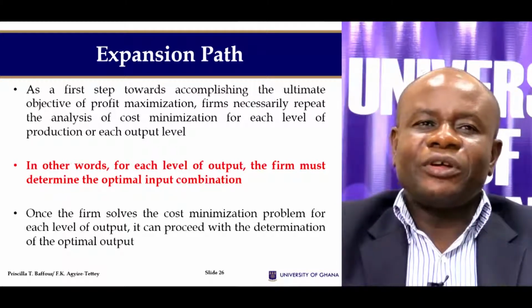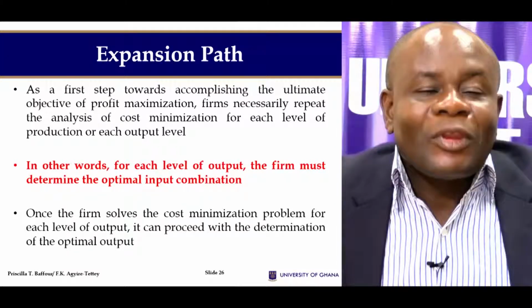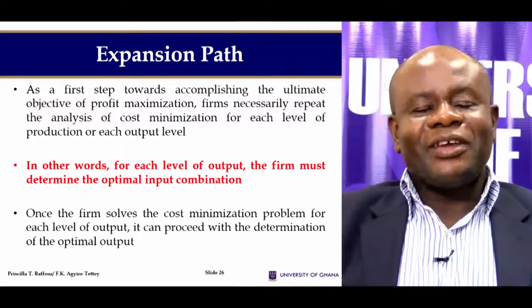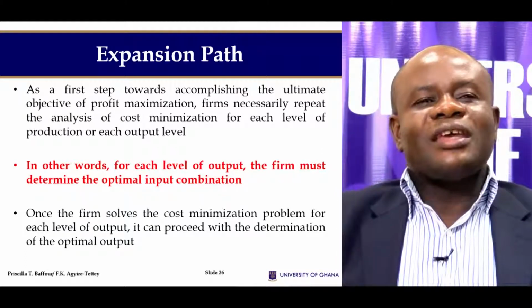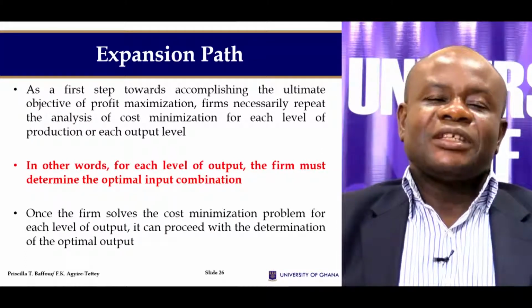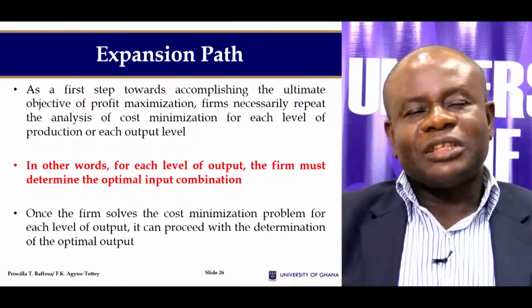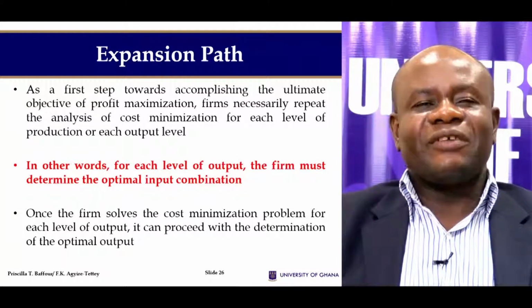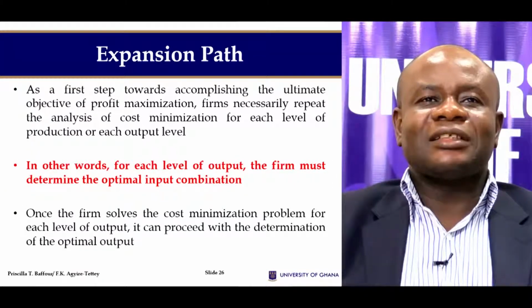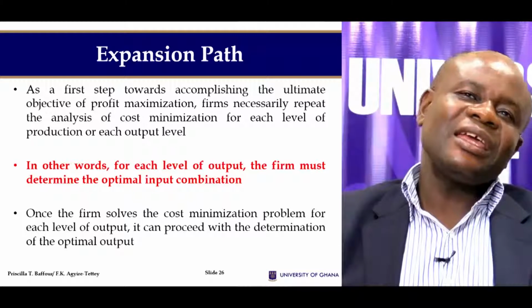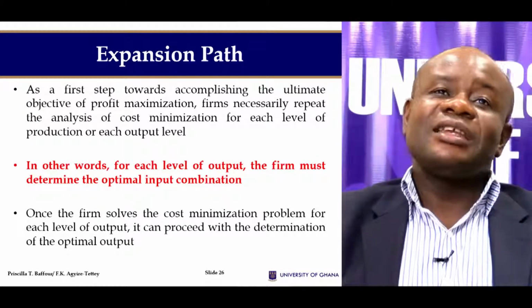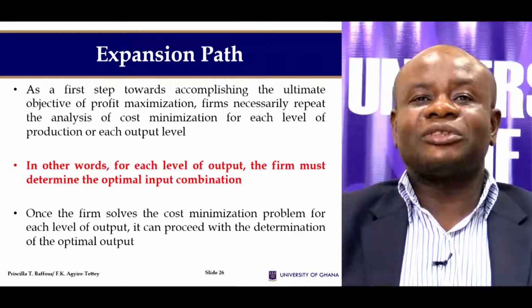The next topic we're going to look at is the expansion path. Remember, under consumer behavior, we said when the income of the consumer increases, that means the budget line is going to shift outward. That will be tangential to a higher indifference curve, and a new equilibrium will be arrived at. In other words, we're talking about the income consumption curve. This is similar to the income consumption curve.